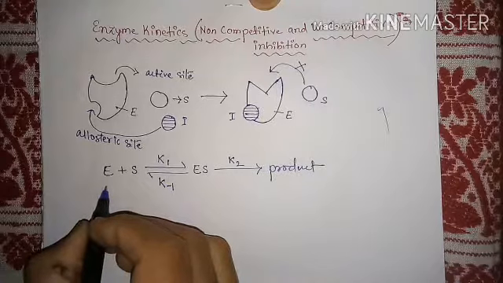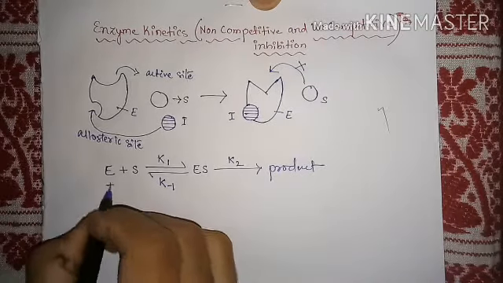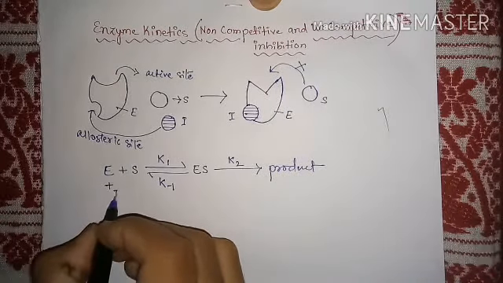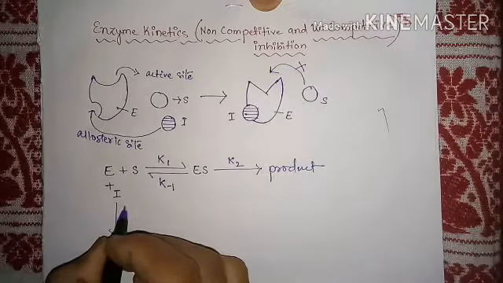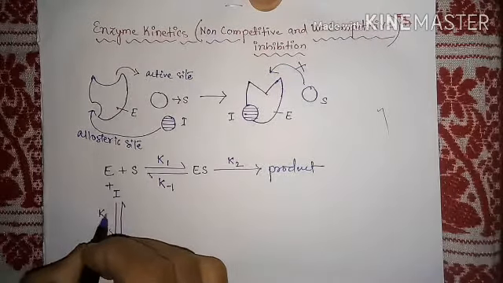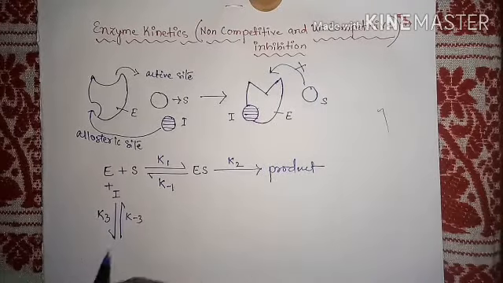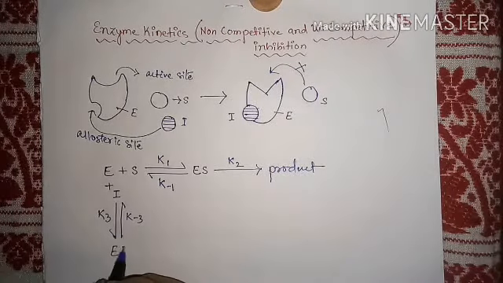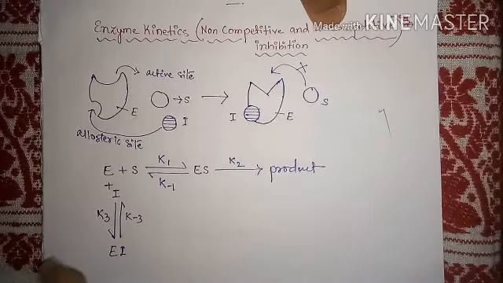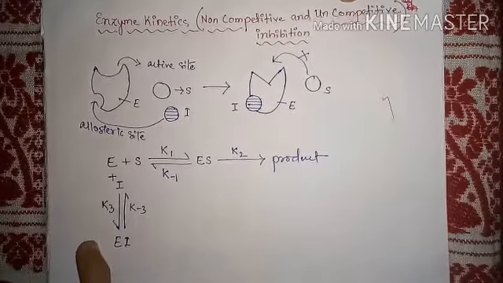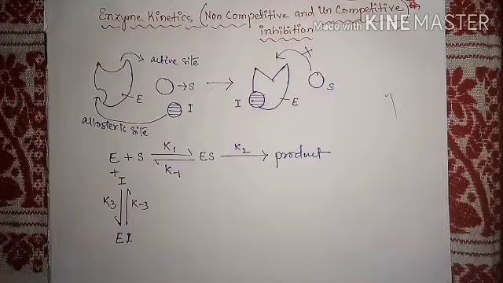And also here we have the inhibitor, with K3 and K minus 3, giving EI. So this is what we discussed in the case of competitive inhibition. This is the equilibrium reaction which we have already discussed in competitive inhibition.